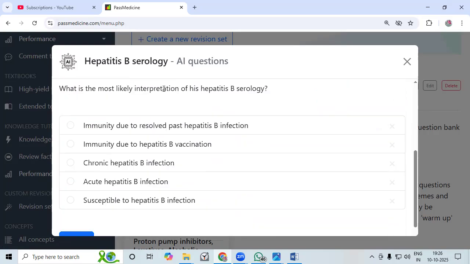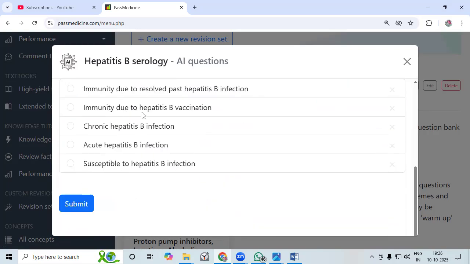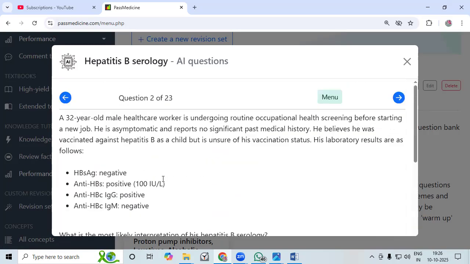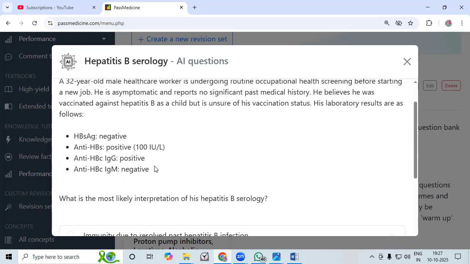What is the most likely interpretation? Again, they're asking you a similar question. A 32-year-old male health worker is undergoing routine occupational health screening before starting a new job. He is asymptomatic and reports no significant past medical history. He believes he was vaccinated against hepatitis B as a child but is unsure of his vaccination status. His laboratory results are as follows. HBs antigen is negative, so there is no infection as of now.